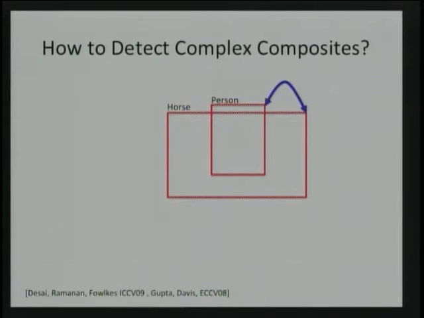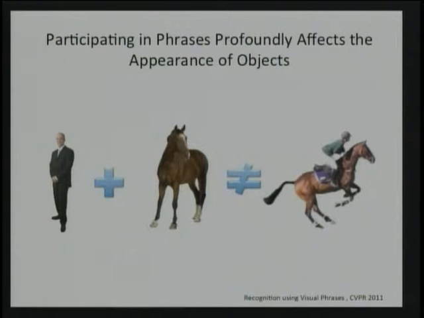Despite being combinatorially very well behaved, there is a big problem with this approach, which is that the appearance of the objects may profoundly change when they participate in relationships. A person riding a horse does not look like a typical person. A horse being ridden by a person does not look like a typical horse. And my horse or person classifiers fail to detect it. So what should I do?